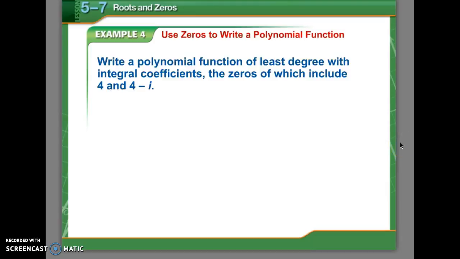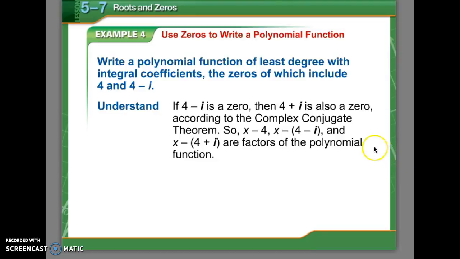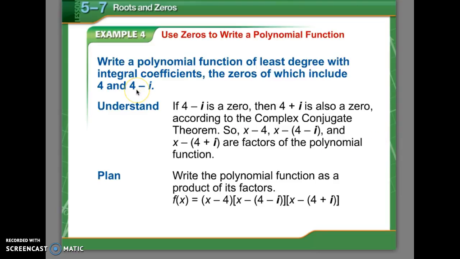Okay, example 4, we're going to use zeros to write a polynomial function. And it says we need to write a polynomial function of the least possible degree with integral coefficients. And the zeros of this polynomial are going to be 4 and 4 minus i. Okay, so we know from the complex conjugates theorem that if we have 4 minus i as a 0, that we're also going to have 4 plus i as a 0.